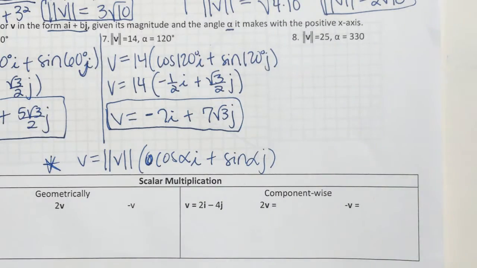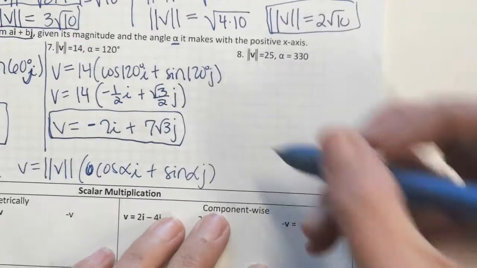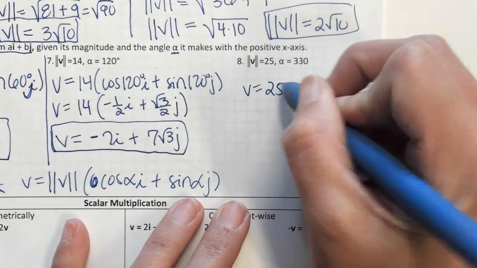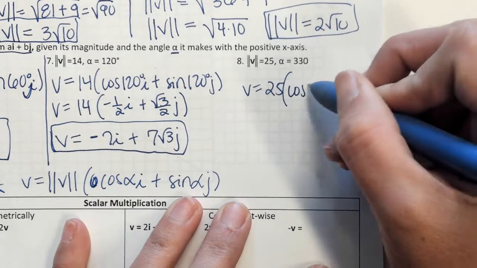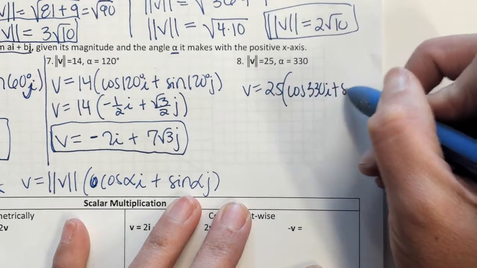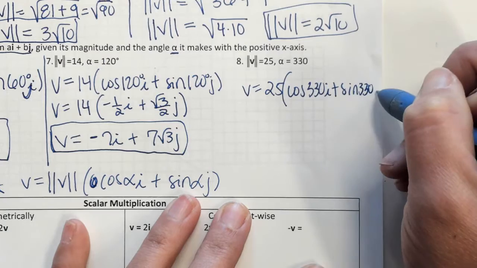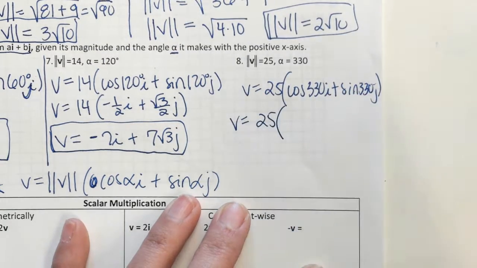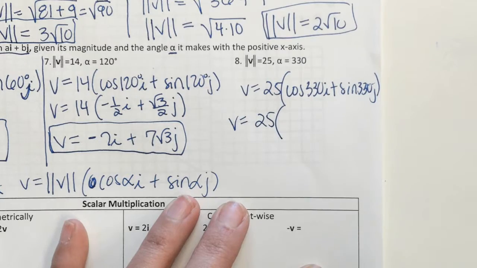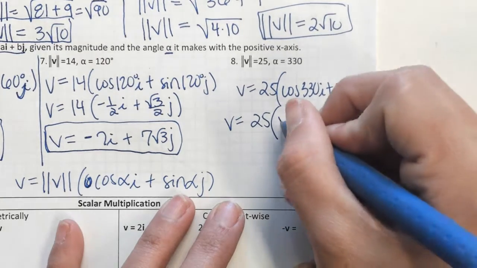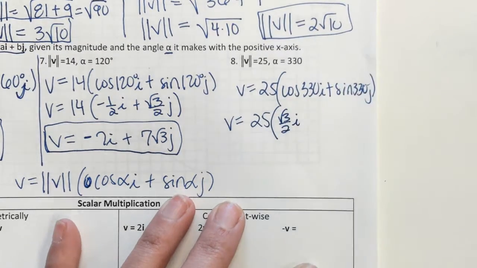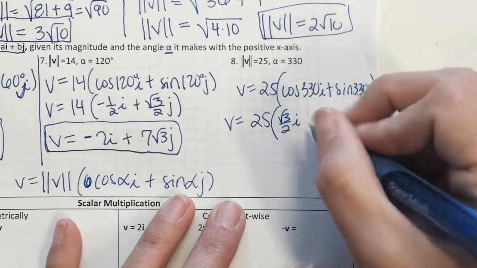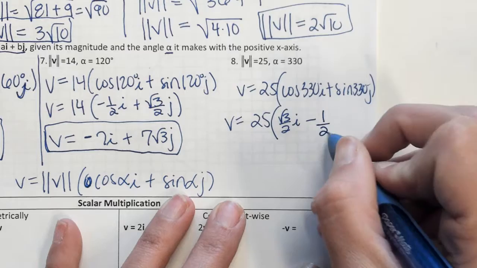Alright, so this one I'll go ahead and set up. We know it was v equals 25 cosine of 330 i plus sine of 330 j. What did y'all get for cosine of 330? Square root of 3 over 2. Good. Is it positive or negative? Positive, because it's in what quadrant? 4. Good. What about sine of 330? You got negative 1/2. Good, because it's in the fourth quadrant, so we know sine's negative. So it's negative 1/2 j.